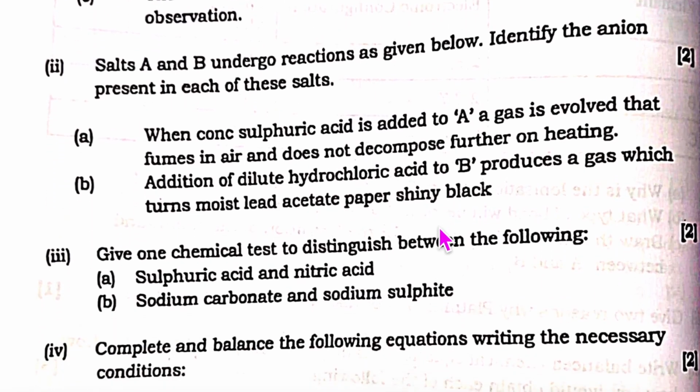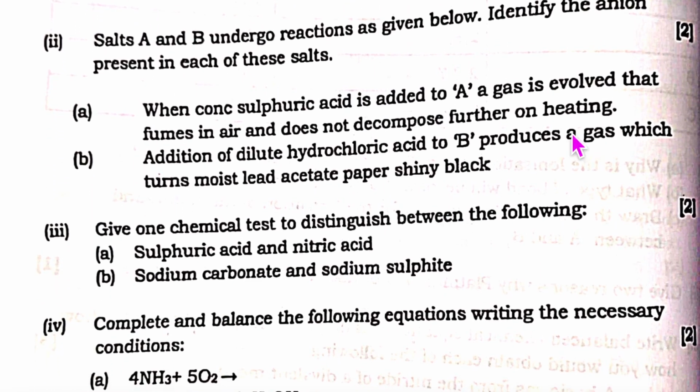Okay. A and B undergo the reactions, identify the anion. This is practical chemistry. Conc sulfuric acid added to A. Gas is evolved that fumes in moist air and does not decompose further on heating. Chloride. With conc sulfuric acid added to A, gas evolved that fumes.